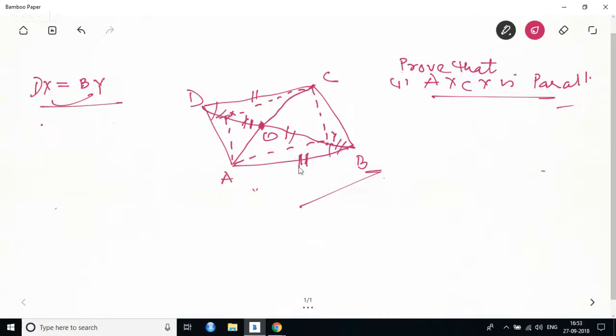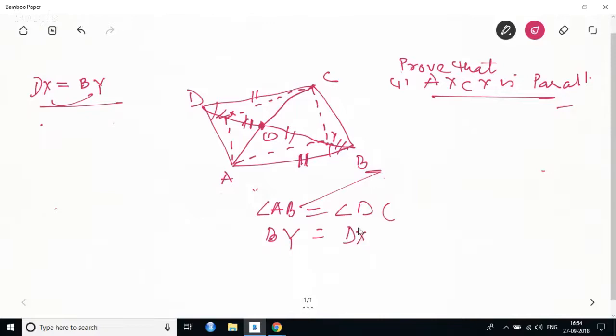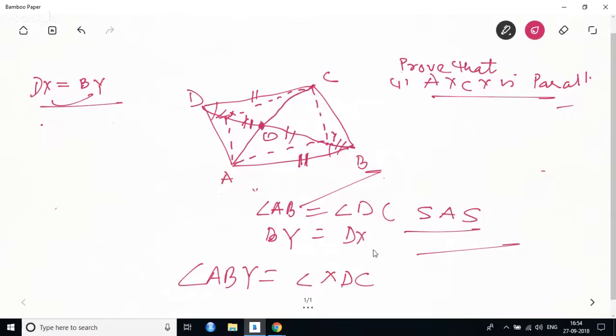What I'm trying to say is that AB is equal to DC and BY is equal to DX, and angle ABY is equal to angle XDC. So side-angle-side congruency can be proved. Now let me move to the third one. Now they are saying AXD. Again, the same thing they are asking, so I'm not getting into it.